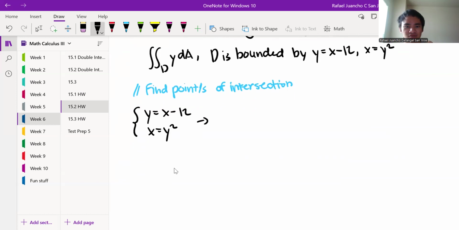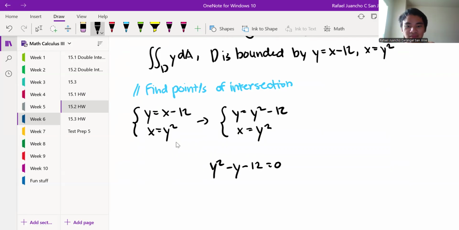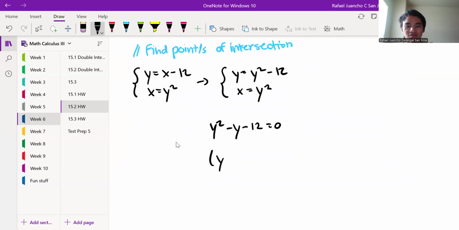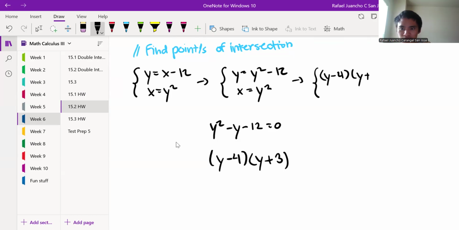So again, we could solve for this. We could say, okay, I could say this is y squared, right? And then here I have y squared minus y minus 12 equals 0, right? And then here I could factor this out. I could say this is y minus 4 and y plus 3, right? That would give me what I need.